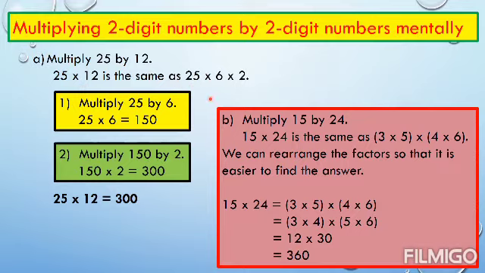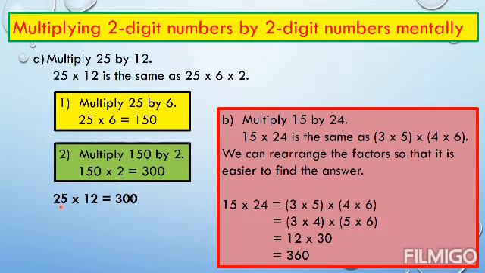There are steps to follow in finding the product in this first technique. The first step is to multiply 25 by 6. The product is 150. The second and last step is to multiply the 150 by 2, and the product is 300. So if we solve 25 times 12, the answer is 300.